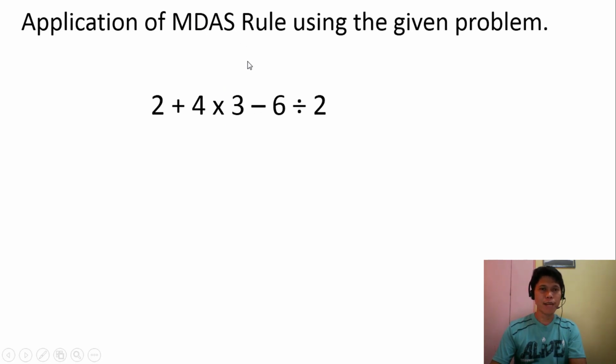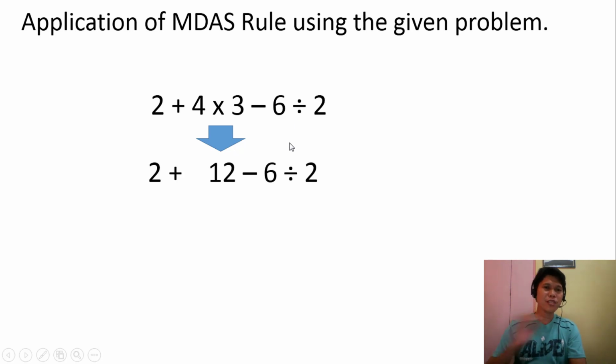So by applying the MDAS rule, of course, we can perform first this one, 4 times 3. Or you can perform also 6 divided by 2. So we can do them or perform them simultaneously since there is no conflict. They are not connected to each other. So 4 times 3 is 12.